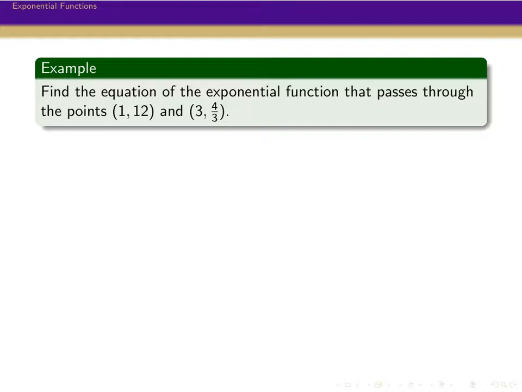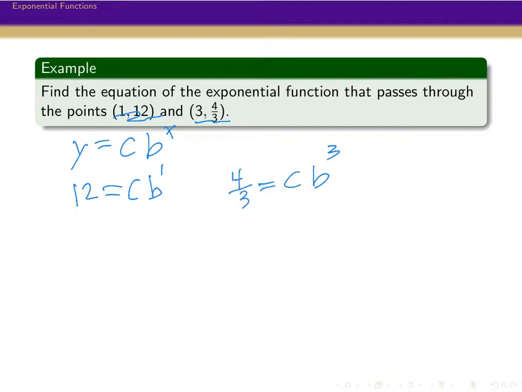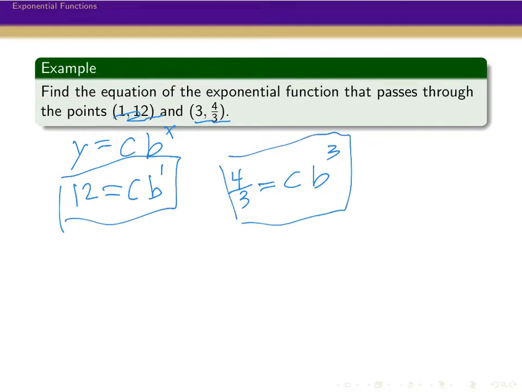Okay, so our function looks like c times b to the x. From the first one, we know that when x is equal to 1, so c times b to the first power, y is going to be equal to 12. From the second set of points, this is telling me that when I raise b to the third power, my y value is 4 thirds. Okay, so using these two equations, I need to solve for both c and b.